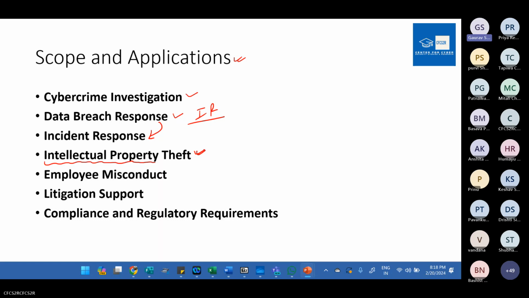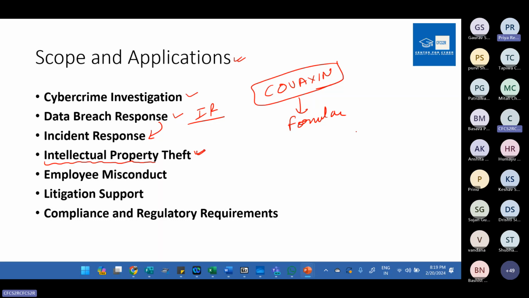Sir, intellectual property is related to the creative assets of the company, like trademarks, trade secrets, copyright. Okay, good. Copyright. If I say that Covaxin is a vaccine for COVID and its formula is basically the intellectual property of the government, is it intellectual property? Yes, sir. In a simple definition, this formula is intellectual property.